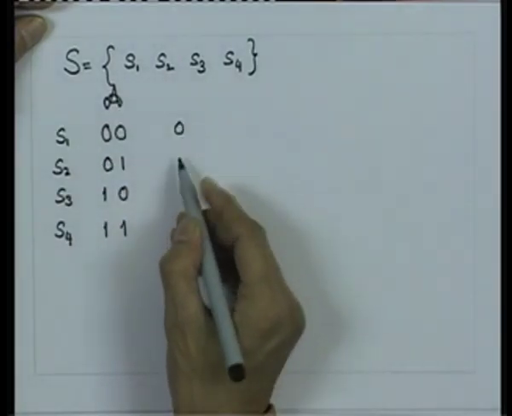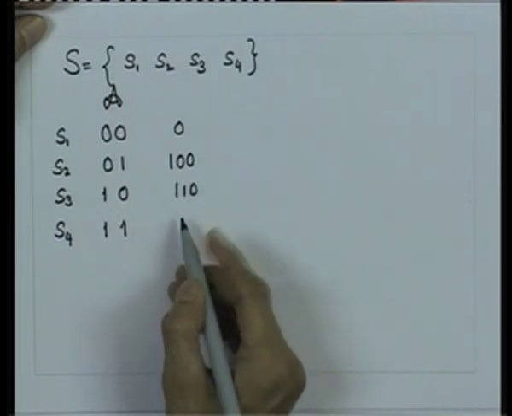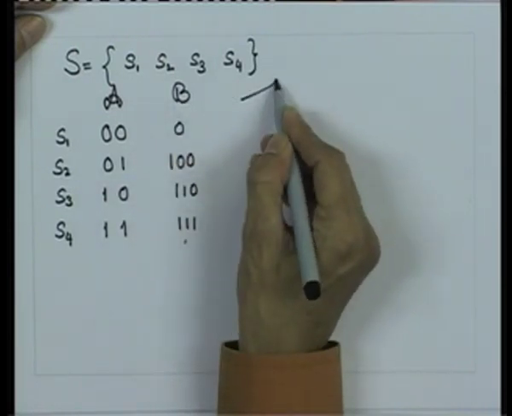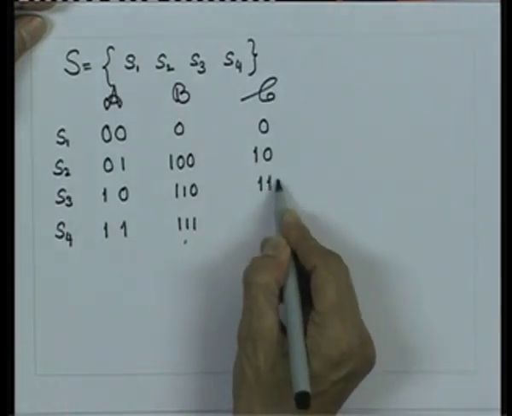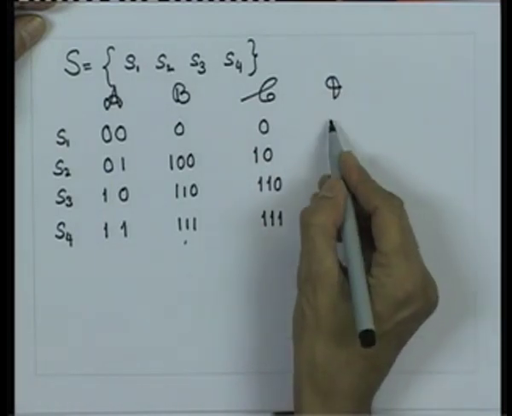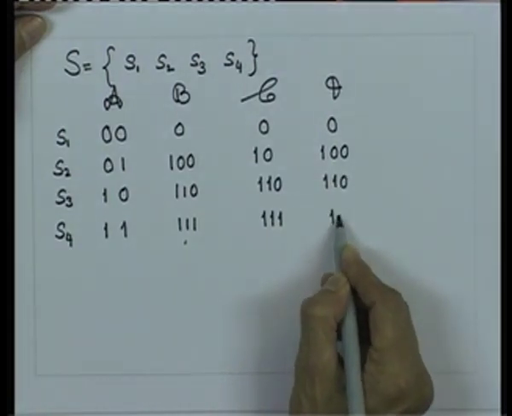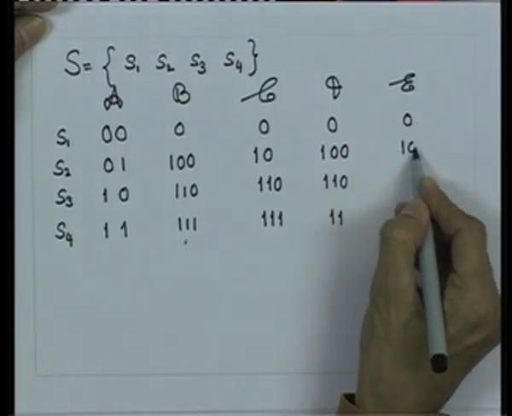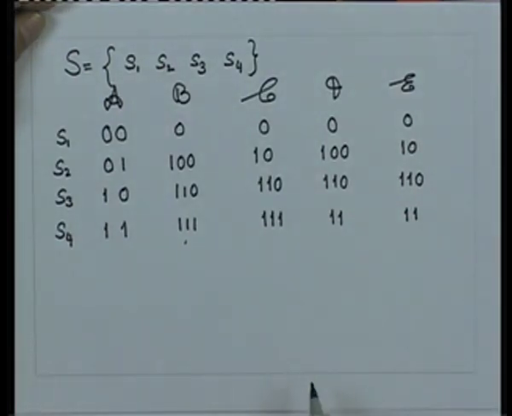There is another code I have: 0, 10, 100, 110, 11. This is my code B. I have another code C which is 0, 10, 110, 11. I have another code D which is 0, 100, 110, 11, and finally I have another code E which is 0, 10, 110 and 11.